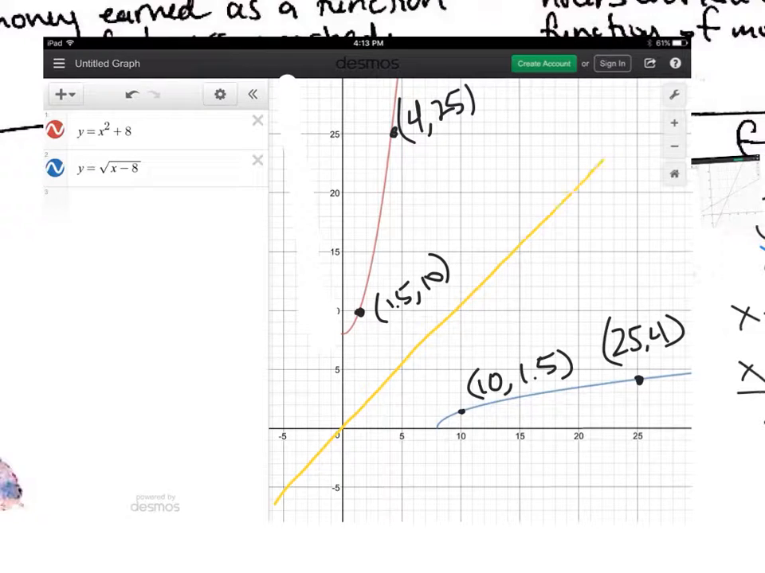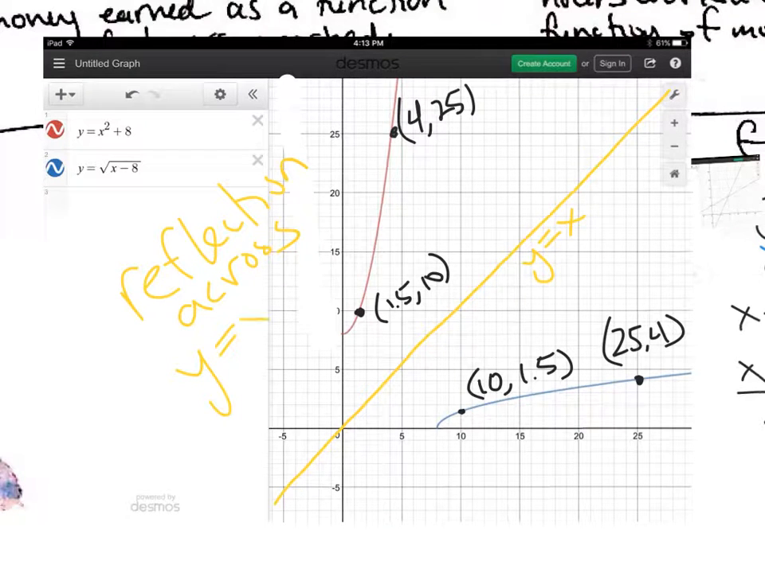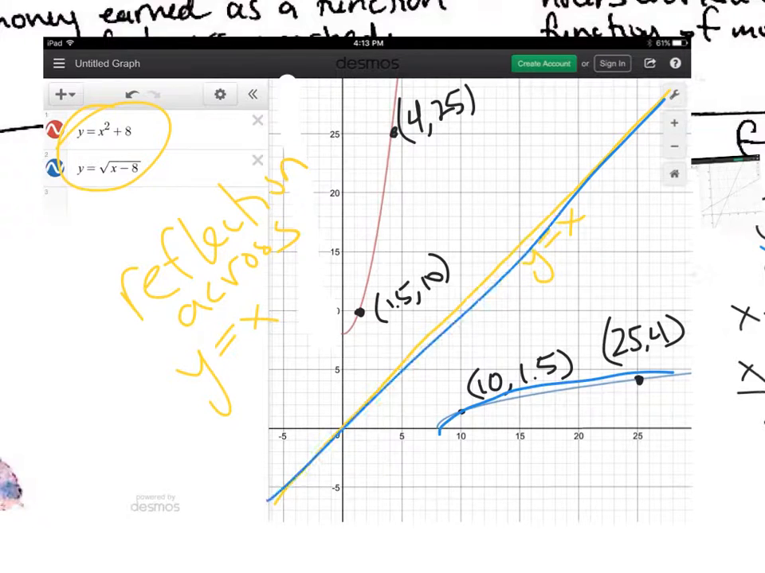is that we talk about reflections. This is the line y equals x, and so inverses are going to be reflections across the line y equals x. So you can see I plugged these equations into Desmos, and you can see how if you were to take the blue graph and flip it over that line, we'd end up with the red graph. Cool. Okay, so a couple ways to think about this.